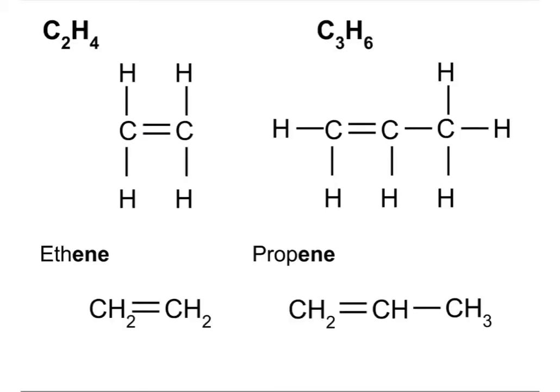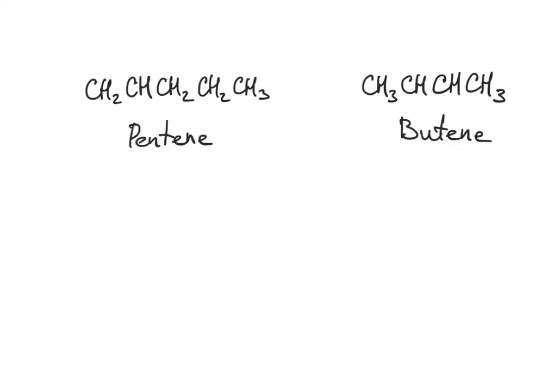Here I want to remind you that structural formulas can be written in the condensed form, like this, or even like this. In this form, you don't even see where there is a double bond, but you should be able to deduce it from the number of hydrogens attached to each carbon. Let's figure out where the double bond is hidden in these pentene and butene formulas.